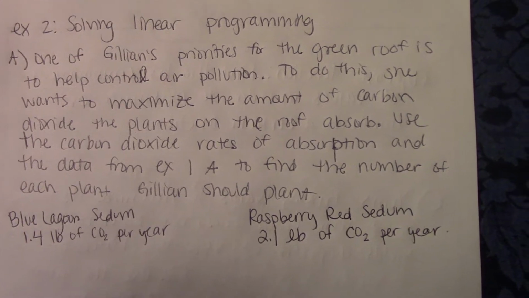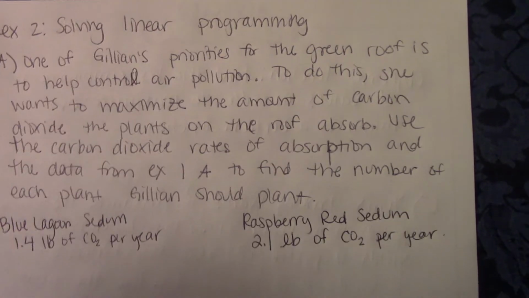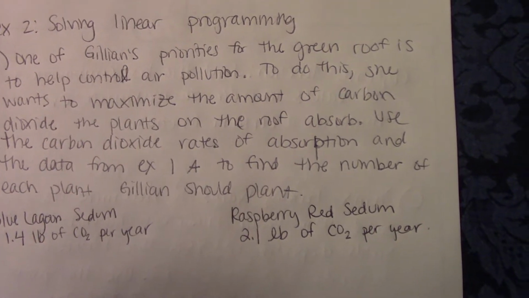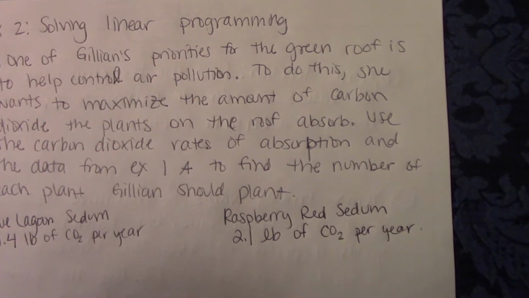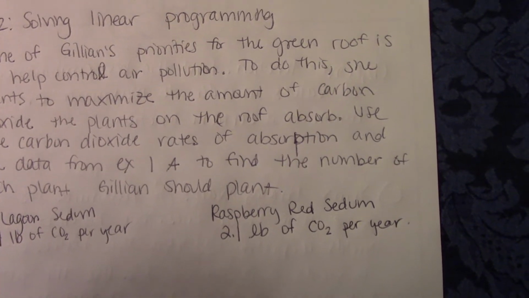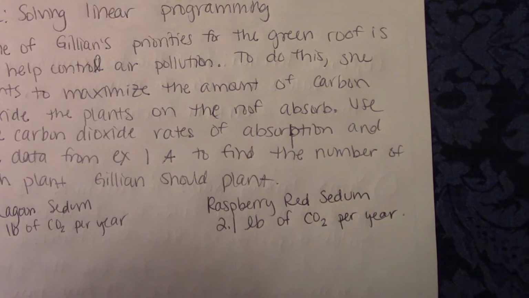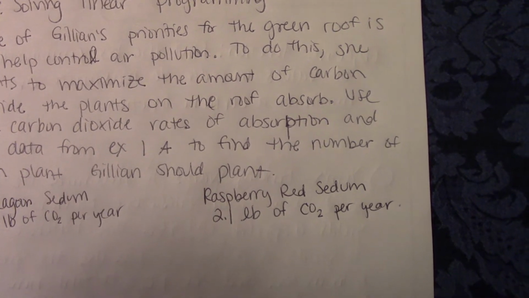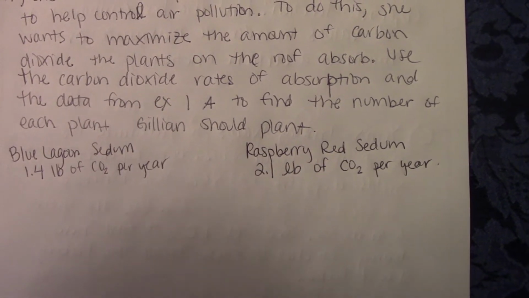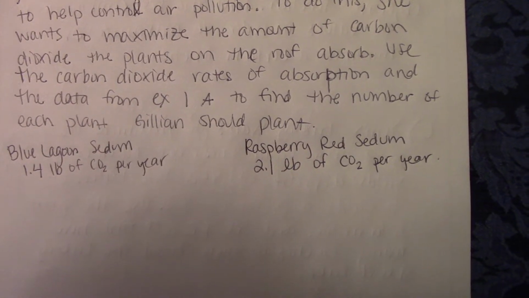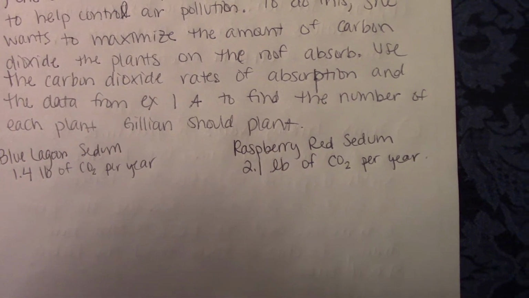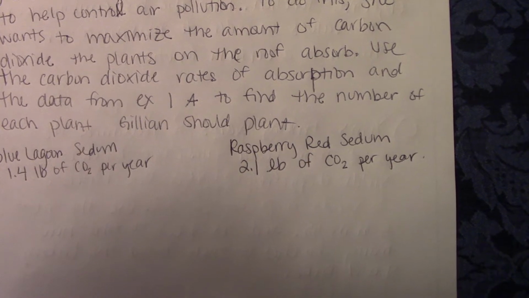So one of Jillian's priorities for the greenhouse, or the green roof, is to help control air pollution. To do this, she wants to maximize the amount of carbon dioxide the plants on the roof absorb. Using carbon dioxide rates of absorption and the data from example 1A, find the number of each plant Jillian should plant. So we have the blue lagoon sedum, which is 1.4 pounds of carbon dioxide a year, and the red raspberry is 2.1 pounds of carbon dioxide per year.